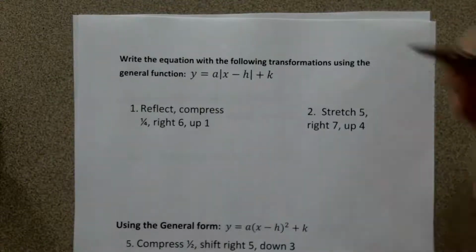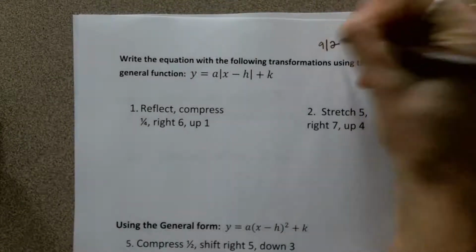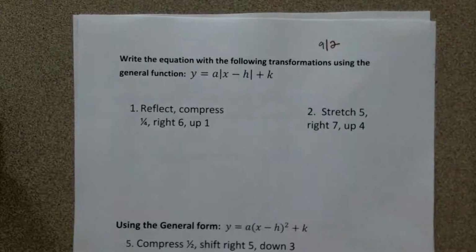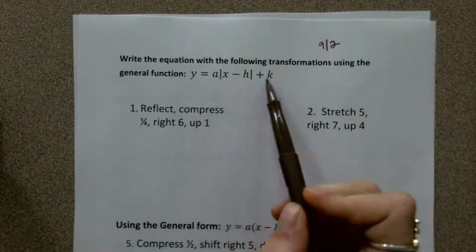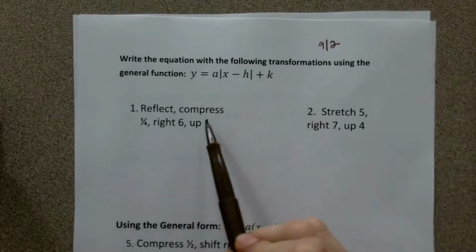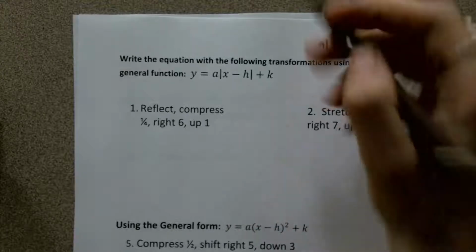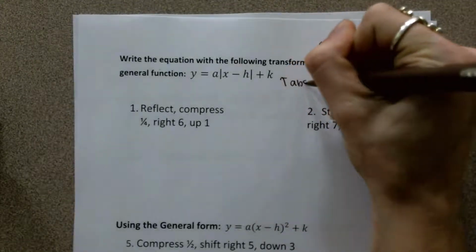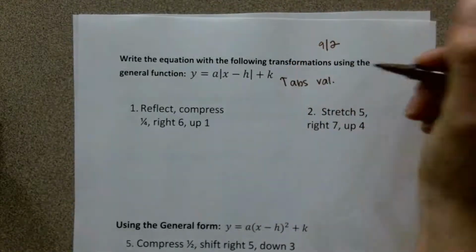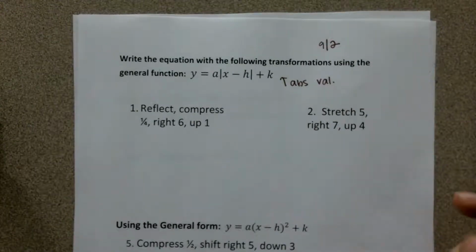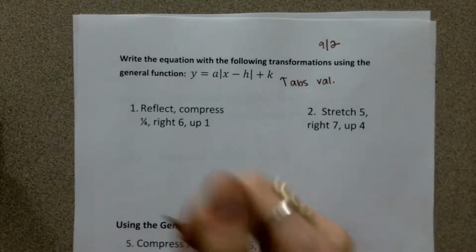Okay, so this was on 9-2. We learned how to write the equations using the words. So basically just working backwards. So here we have absolute value, so we have to make sure that our function is an absolute value function when we write it. I'm gonna skip a couple examples because I think that we should be pretty good at this.